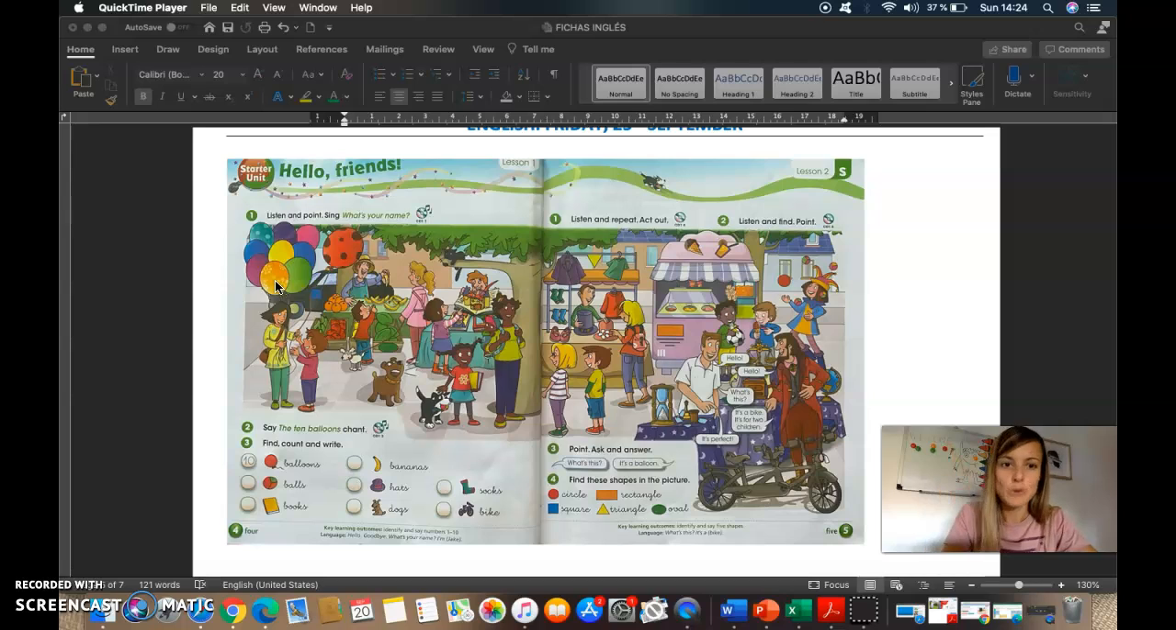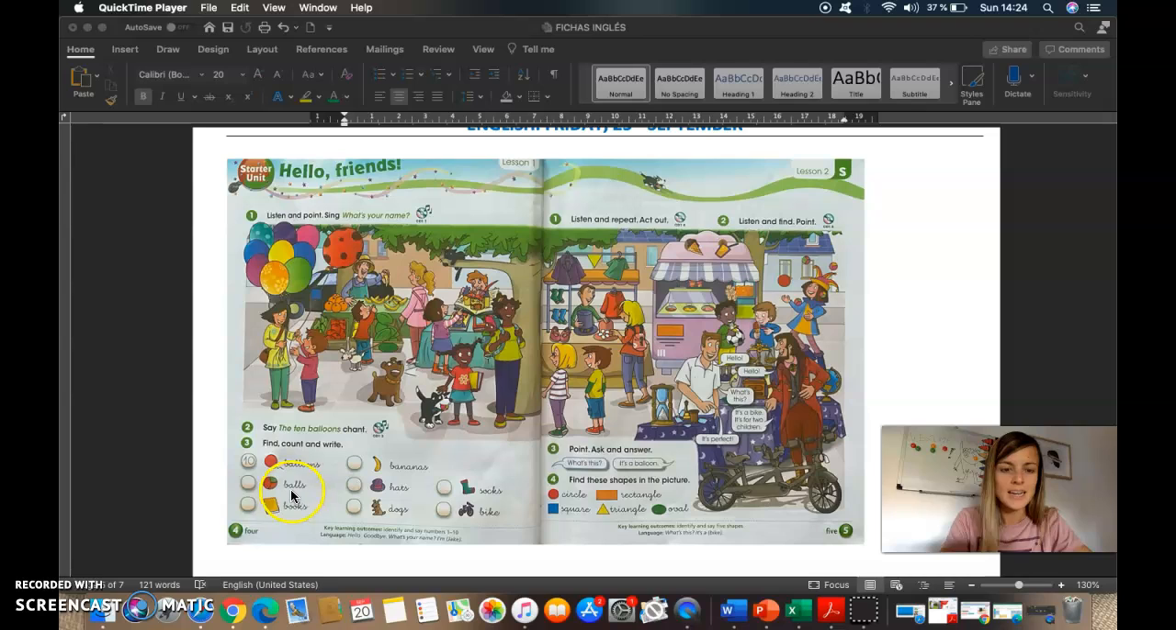Let's count. 1, 2, 3, 4, 5, 6, 7, 8, 9, and 10. This one looks like a ladybird, a ladybug. What do you think? Fantastic. So we have to write number 10 here.